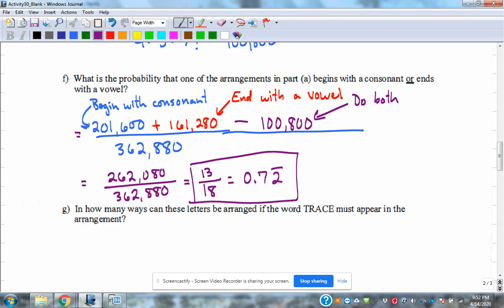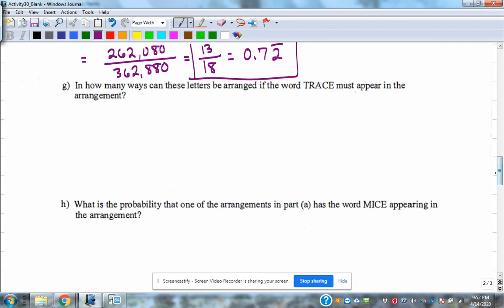How many ways can these letters be arranged if the word trace must appear in there? So the word trace being in there. So if that's the case, let's just take our 9 spots. And let's put the word trace at the beginning. Trace. And then how many letters does that leave? Well, that's used up 5 of them. So it leaves 4, 3, 2, and 1.